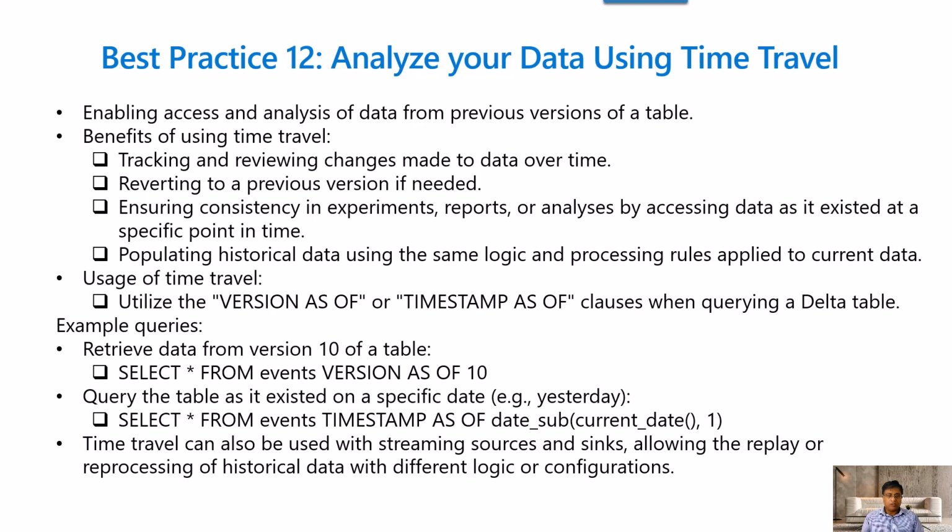So how does this work? You can use VERSION AS OF, or TIMESTAMP AS OF. These are the two clauses you can use. One example is SELECT * FROM events VERSION AS OF 10, and this will query the table as it existed at that version. Another is SELECT * FROM events TIMESTAMP AS OF with the current date minus 1, which queries the table as it existed yesterday. So this way you can find out how the data was at a particular timestamp.